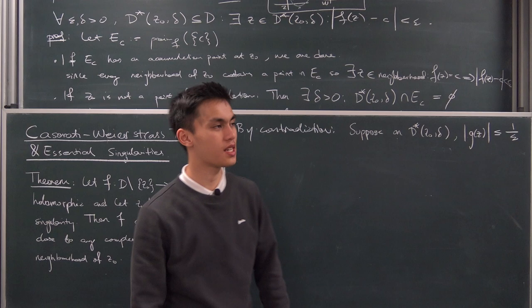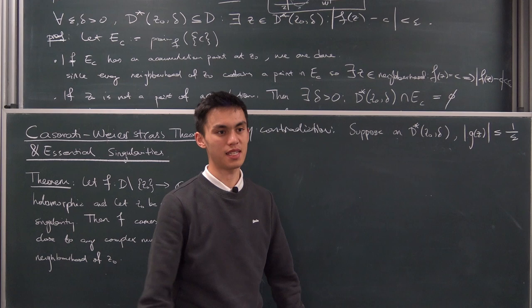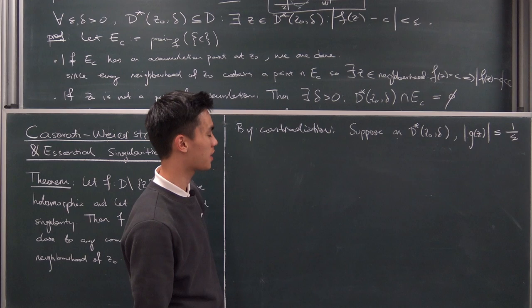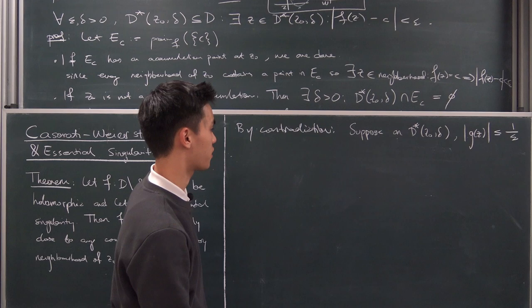And if g of z naught is actually defined, that means that z naught cannot be an essential singularity, which is the contradiction we kind of want. So how do we do this? Well, first of all, because g of z is holomorphic on this open disk that's punctured as well, we can consider the Laurent series expansion of our function g of z.